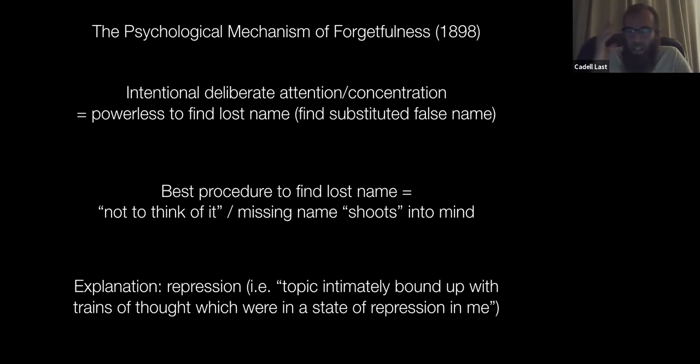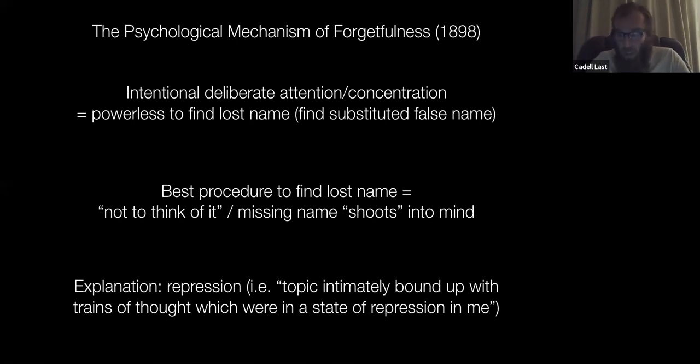And here he's clearly starting to identify the matrix of unconscious ideas and the way it works, and also bringing to our attention the powerlessness or the impotence of our ego image, and showing the ways in which in everyday life this is manifesting. So his explanation for this is basically the mechanism of repression. So he says, the topic which the lost name is intimately bound up with trains of thought which were in a state of repression in me.